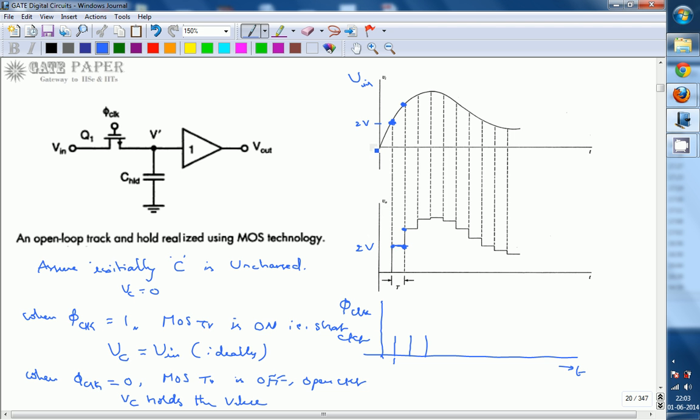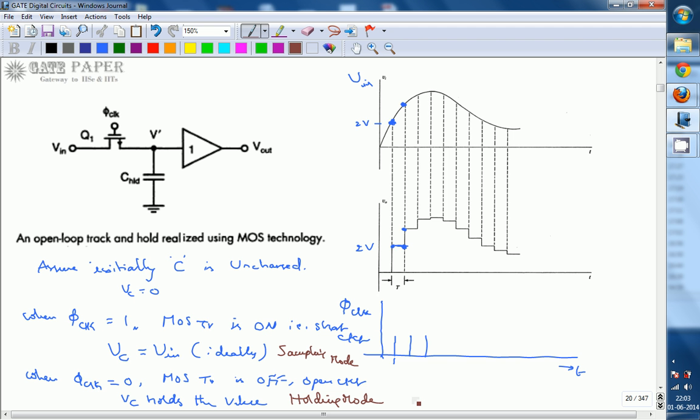So capturing the input signal at the time the MOS transistor is on is called sampling mode. And whenever the MOS transistor is in the off condition, the capacitor holds the previously stored charge. This is called holding mode. So a sample and hold circuit consists of two important modes: one is sampling mode, the other is holding mode.